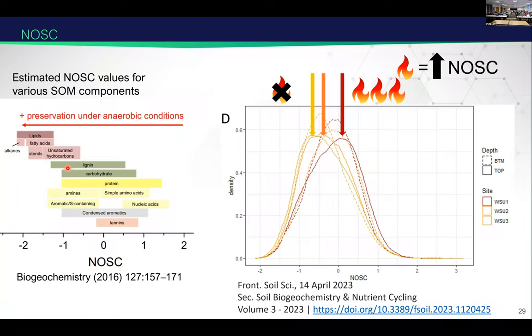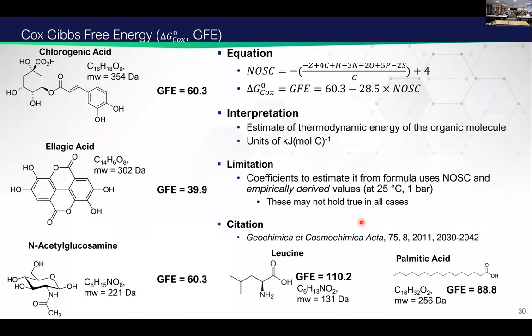The lipids, for example, on amines are slightly negative NOSC, and maybe some things like aromatics and tannins are slightly positive NOSC values. I won't go into this one again. I think we've mentioned this already a couple of times. The Gibbs free energy, or Cox Gibbs free energy, is derived from NOSC values, and this is another thermodynamic metric we can use. It's essentially NOSC multiplied by a factor and then adding another number.